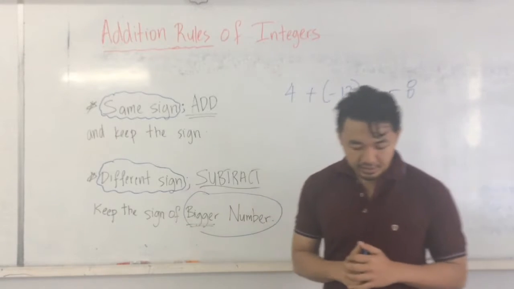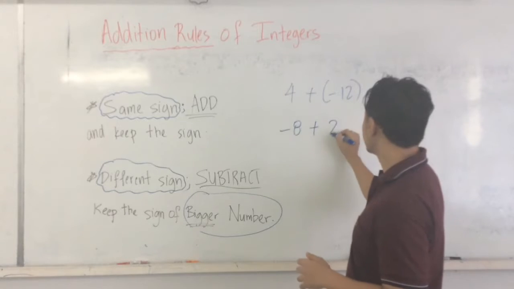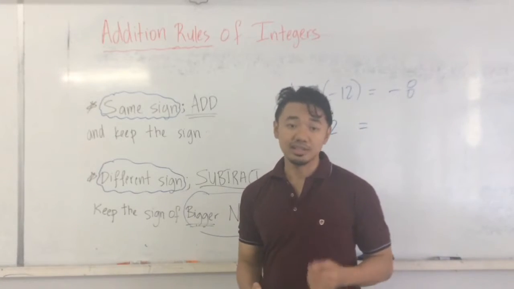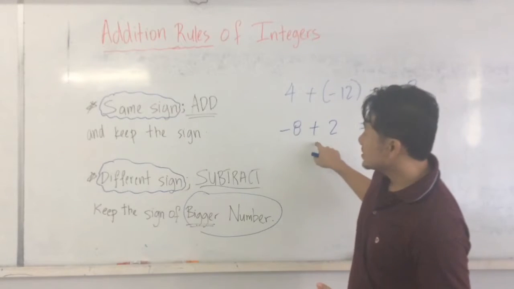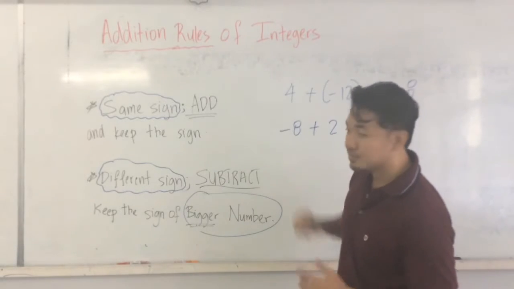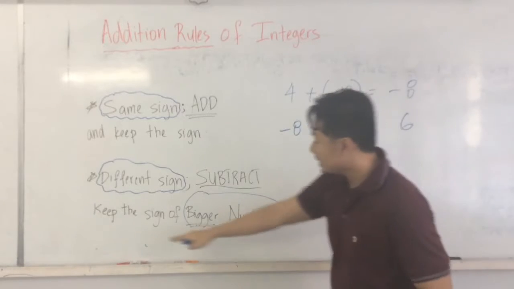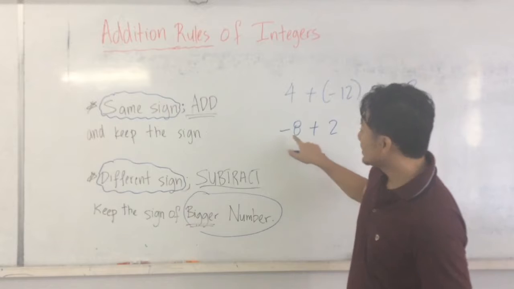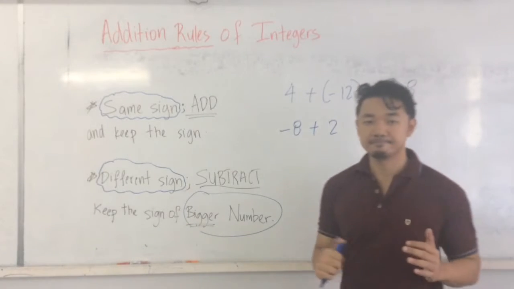Okay. So how about negative 8 plus 2? Again, you check whether it's the same sign or different signs. Negative and positive, so obviously it's different signs. If it's different signs, you subtract them. 8 minus 2 is 6. And then keep the sign of the bigger number. 8 is bigger than 2, and the sign of the number 8 is negative, so it's negative 6.